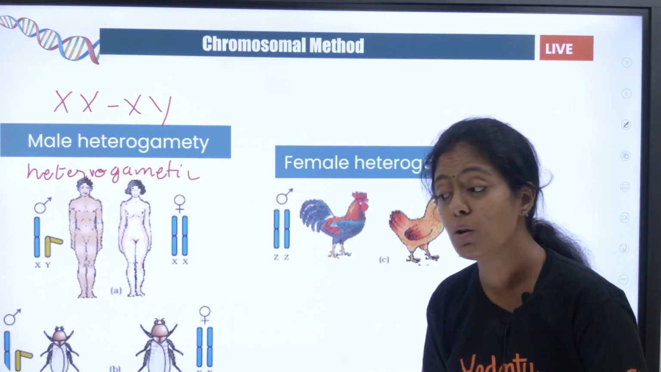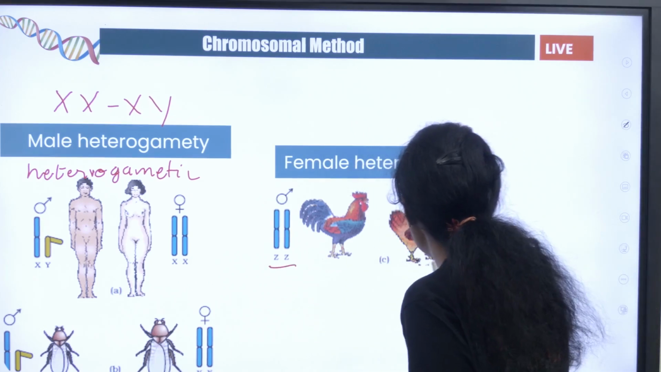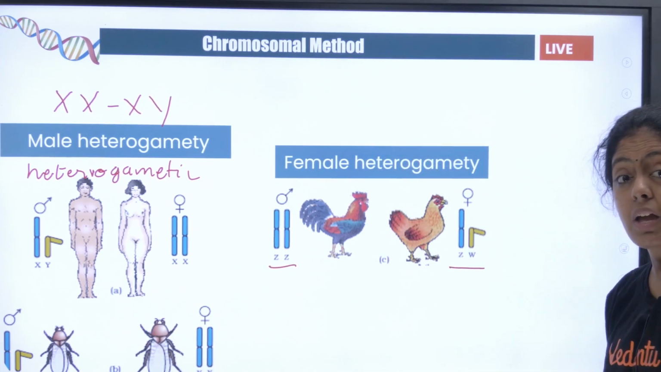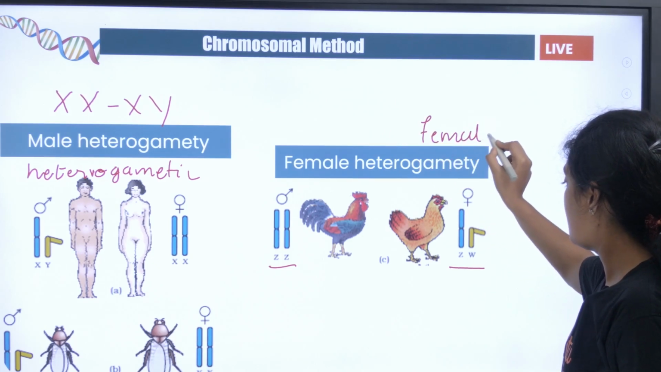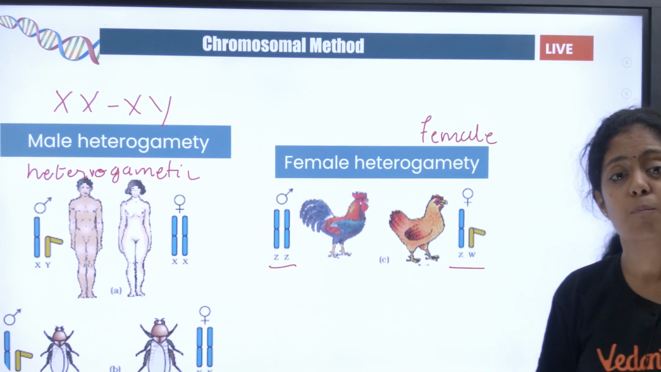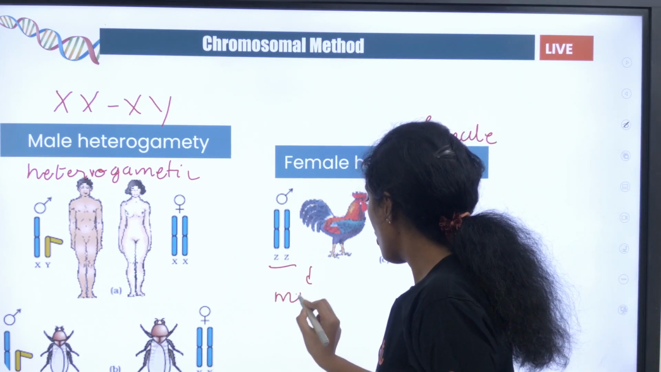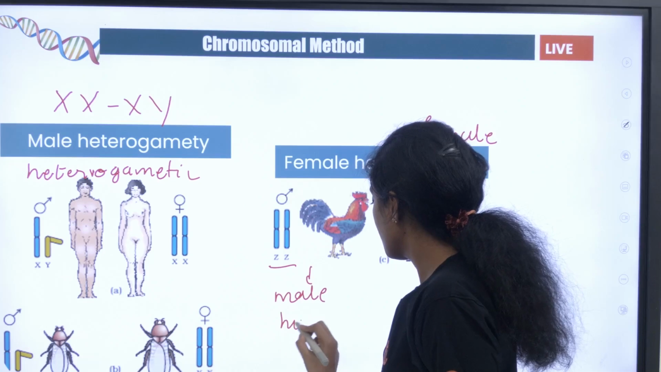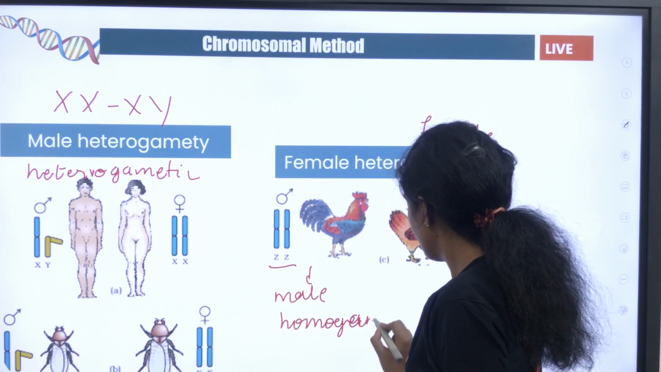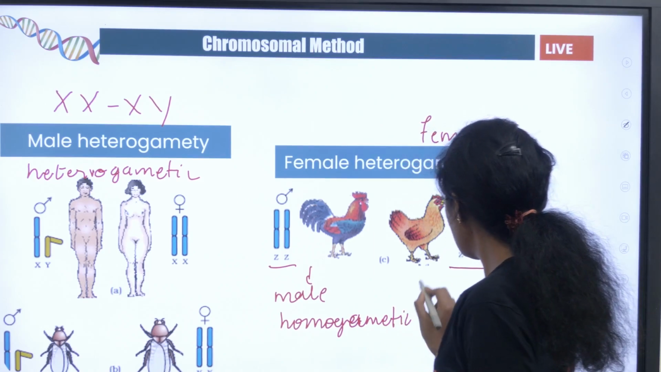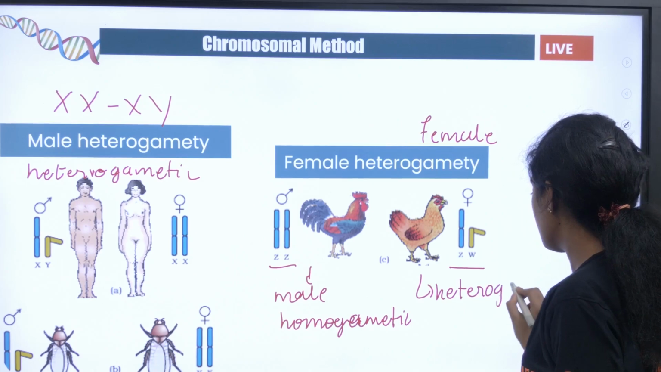Okay, now coming to female heterogamety. So what do we say here? ZZ-ZW type. Okay, here the female produces 2 types of gametes, whereas the male produces single type of gamete. So here, the male is homogametic. The female is heterogametic. Okay, just the opposite.